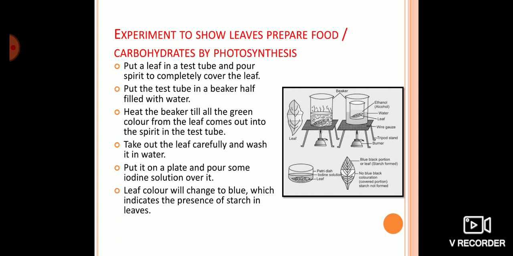Then take the leaf and wash it with water. After that, put the leaf into a plate and pour some iodine solution over it. You will observe that the leaf color has changed to blue black, which indicates the presence of starch in the leaves. So now we have proved that leaves contain starch or carbohydrate. Are you getting this experiment?